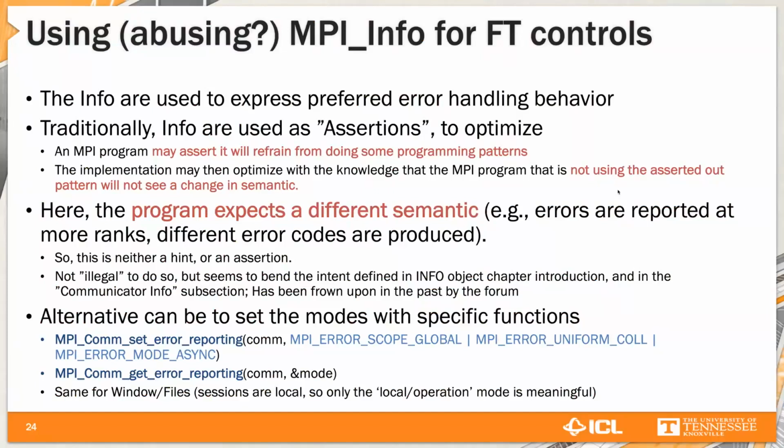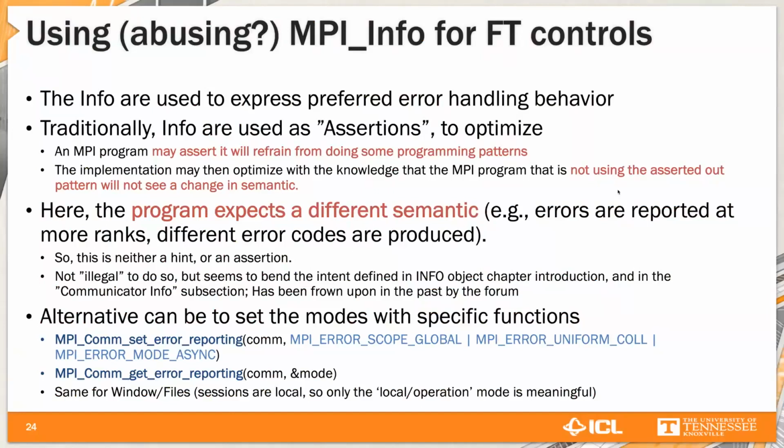So basically, or said otherwise, the info key does not change the semantic of the MPI operations. It just tells the implementation that some semantics do not have to be respected because they will not be visible because the application is not going to use them.